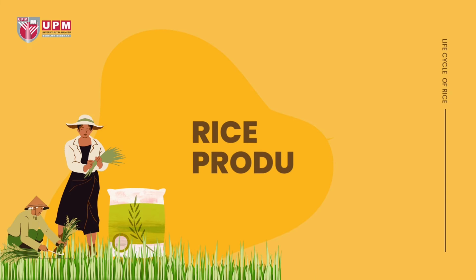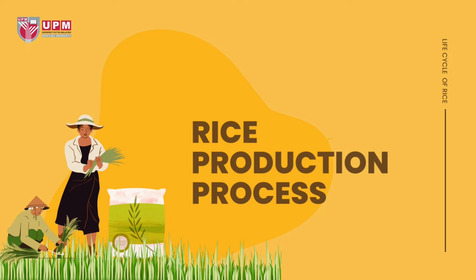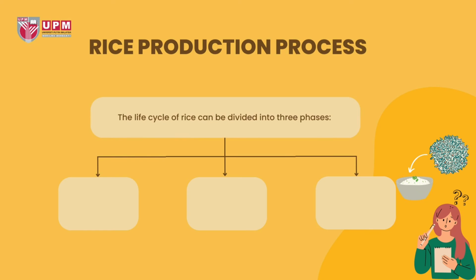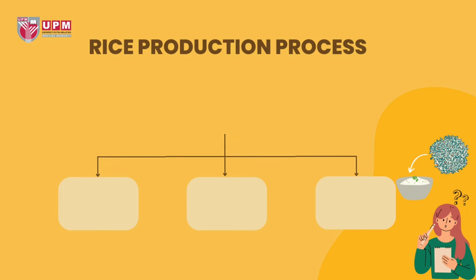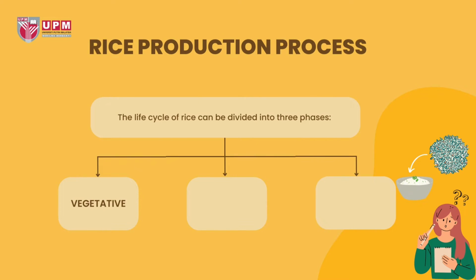Rice production process. The life cycle of rice can be divided into 3 phases: vegetative, reproductive, and ripening.